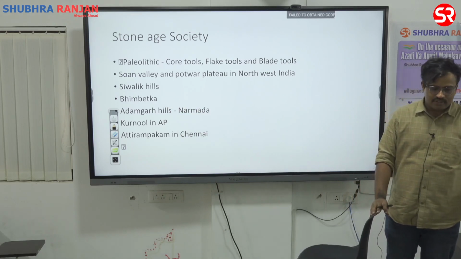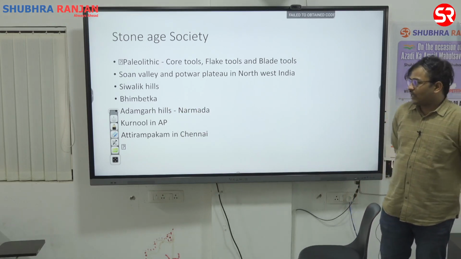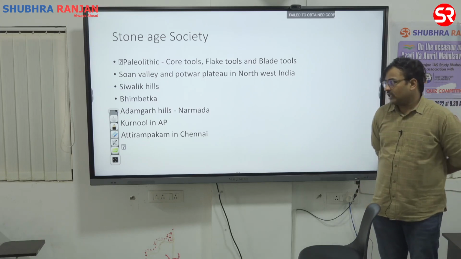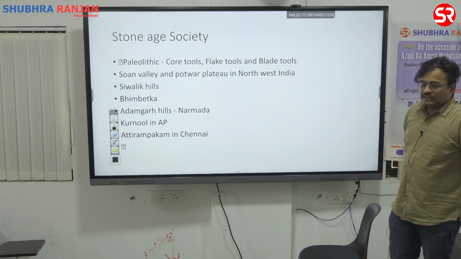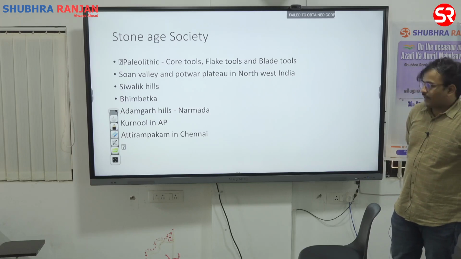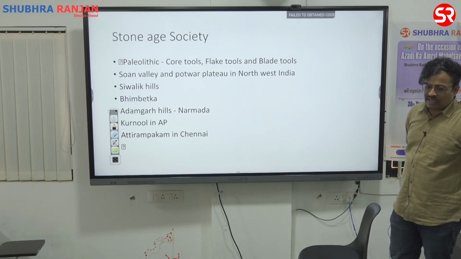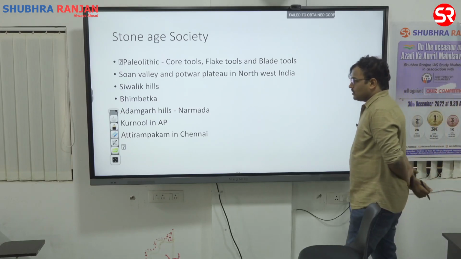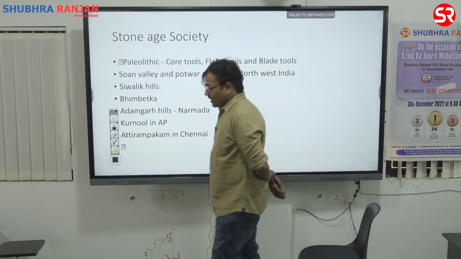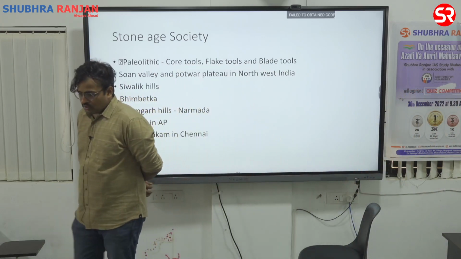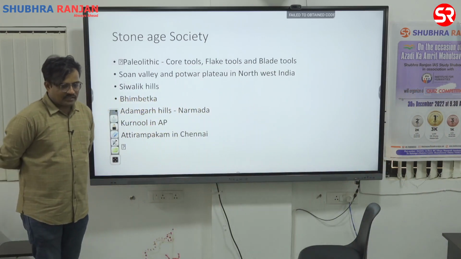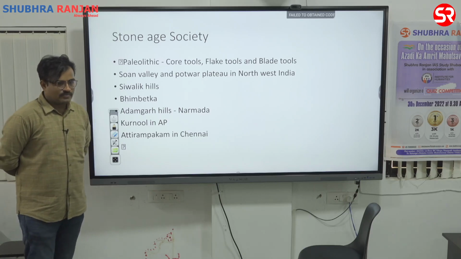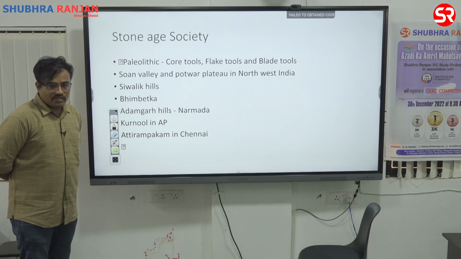Bhimbetka in Madhya Pradesh. Then Adamgarh Hills nearby to Narmada. Next one is the Kurnool Hills in Andhra Pradesh, one more Paleolithic site. The last one is Attirampakam in Chennai. These are the prominent Paleolithic sites. This can be asked as a good prelims question, sir.